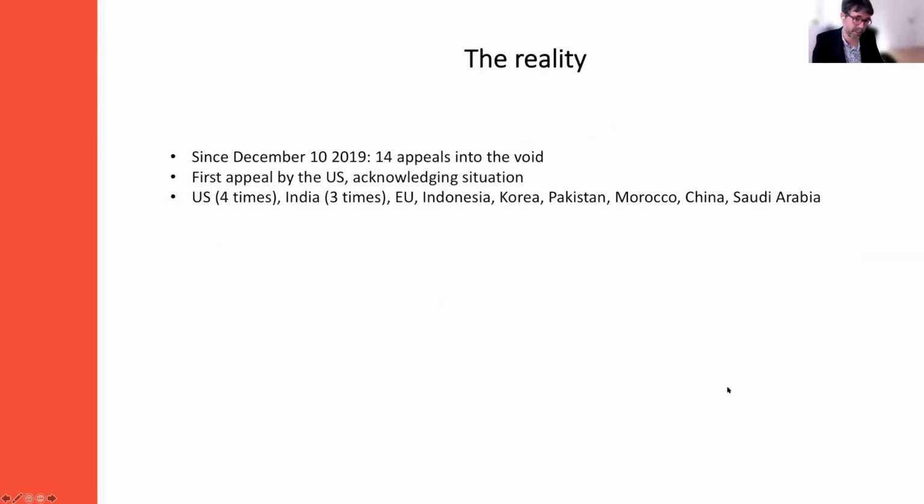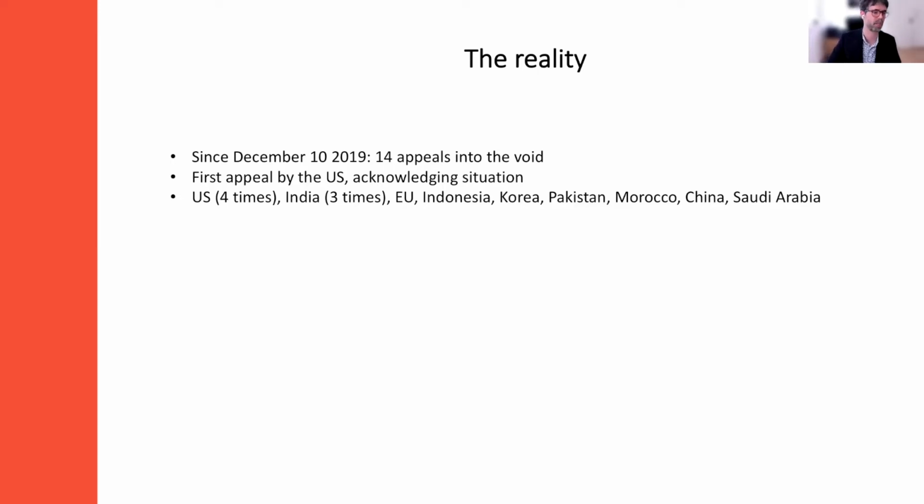Now, the reality is, since December 10th, 2019, there were 14 appeals into the void, the first one by the US. Acknowledging that situation, that practice stopped. By now, the US has appealed cases into the void 4 times, India 3 times, but even the EU has appealed into the void.